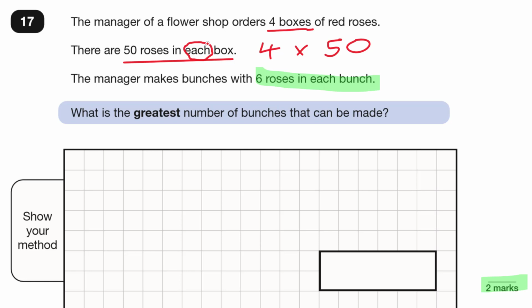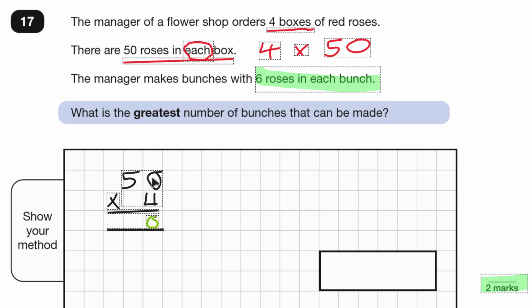We know there's 4 boxes, 50 roses in a box. So the first calculation we're doing is 50 times 4. Now, you could probably do this mentally, because if you know what 5 times 4 is, then you'll know what 50 times 4 is. But if you want, for accuracy, you can just do a short multiplication like this. 0 times 4 is 0, 5 times 4 is 20. So 200. So we're dealing with 200 roses.